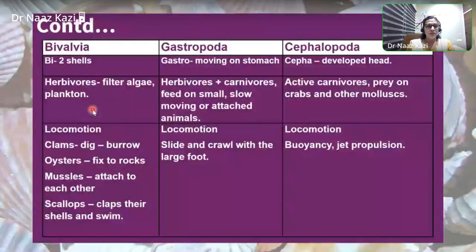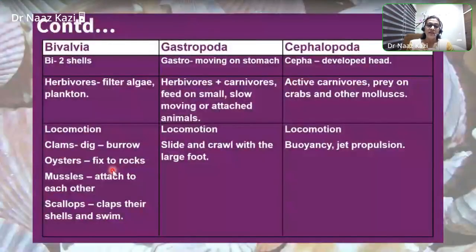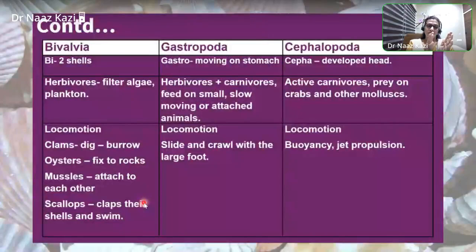Now, the type of locomotion in bivalvia. So we have seen the four types. In that, the clams, how do they move? What would be their movement? They dig or they burrow. The oysters, as I said, fix to the rocks, right? The mussels attach to each other. And the scallop is the fastest moving in the bivalvia. It claps its shells and swims away whenever there is any kind of danger.